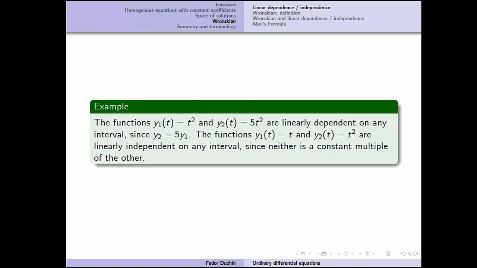Alright, here is an example. Of course, these two functions are linearly dependent. But these two functions, t and t square and 5t square are linearly dependent, but t and t square are linearly independent.